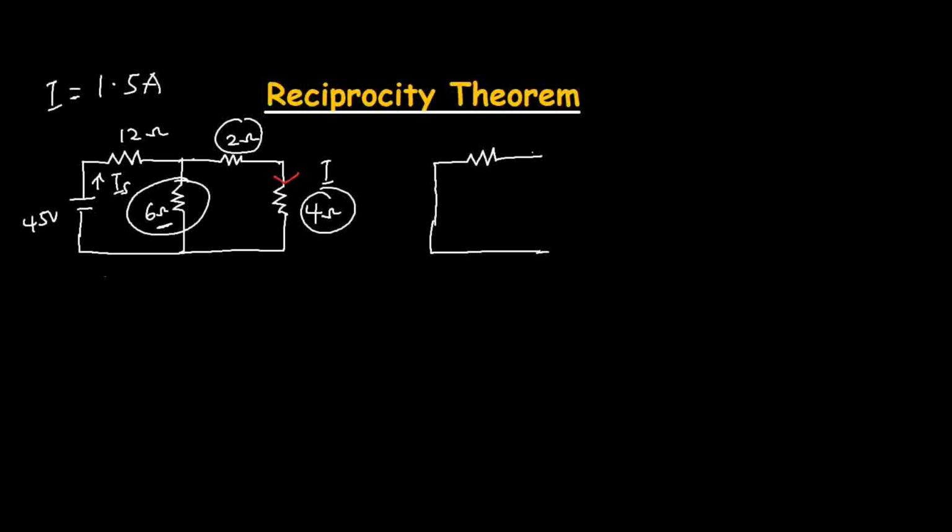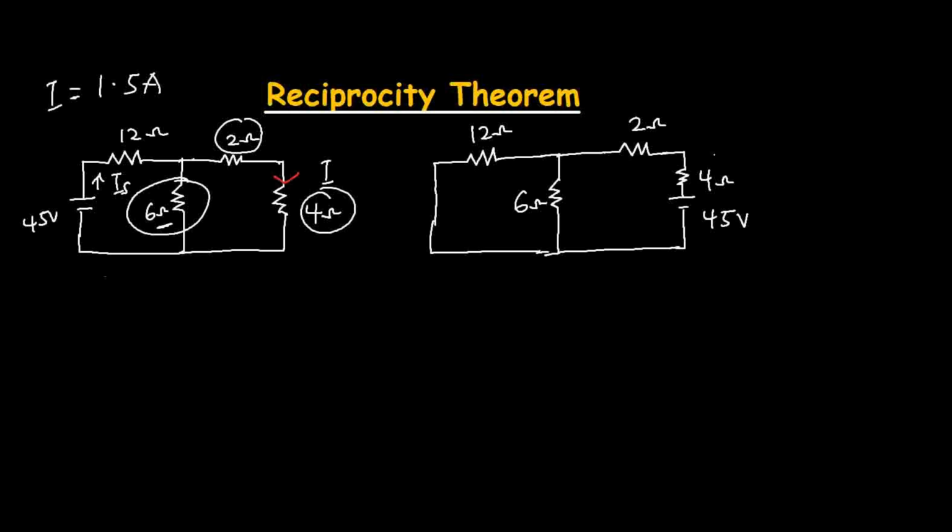Then I have the 12 ohms here, and I have this 6 ohms here, and then I have 2 ohms here. Then I have 4 ohms here. Then this time around, I'm going to bring the voltage source here. So that's the 45 volt.